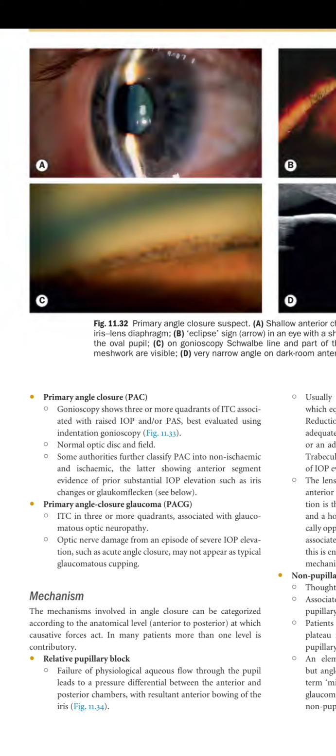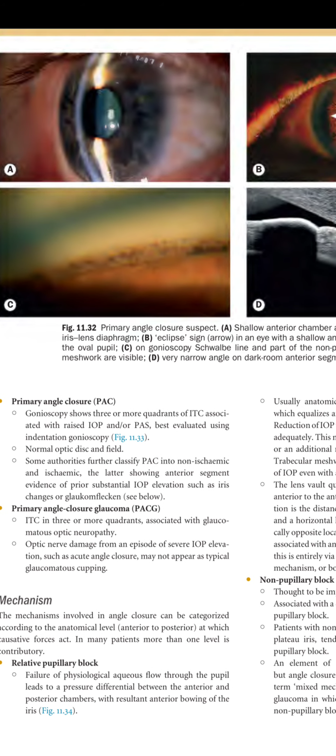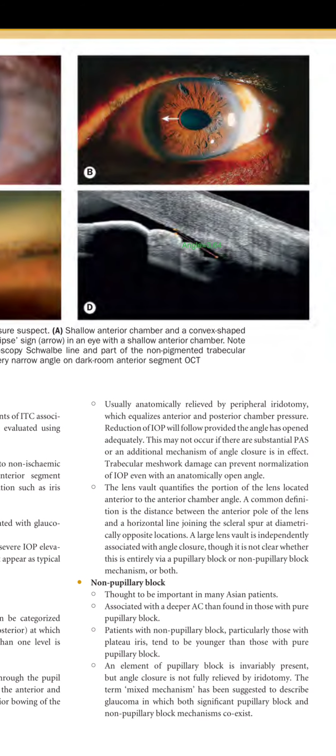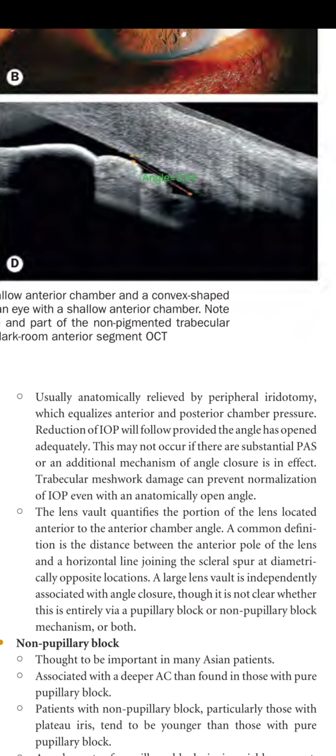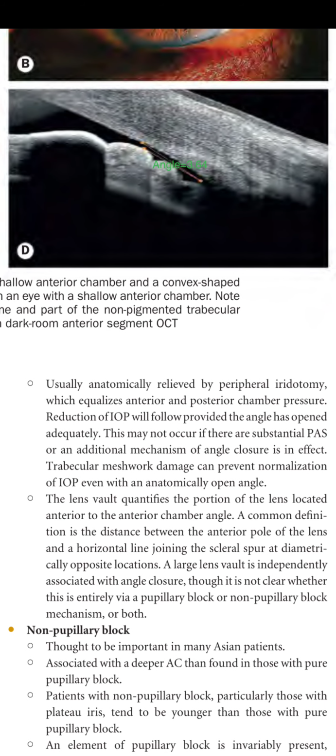Failure of the physiological aqueous flow through the pupil leads to a pressure difference between the anterior and posterior chamber, with resultant anterior bowing of the iris. This is usually anatomically relieved by peripheral iridotomy, which equalizes anterior and posterior chamber pressure. Reduction of IOP will follow, provided the angles are opened adequately.